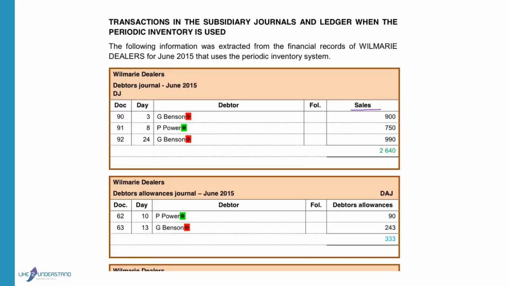At the end of the month, we will add all the amounts in the sales column and then we will have to do a double entry. So we will debit debtors control with 2,640 and we will credit sales with 2,640 and no entry will be recorded for the cost price.